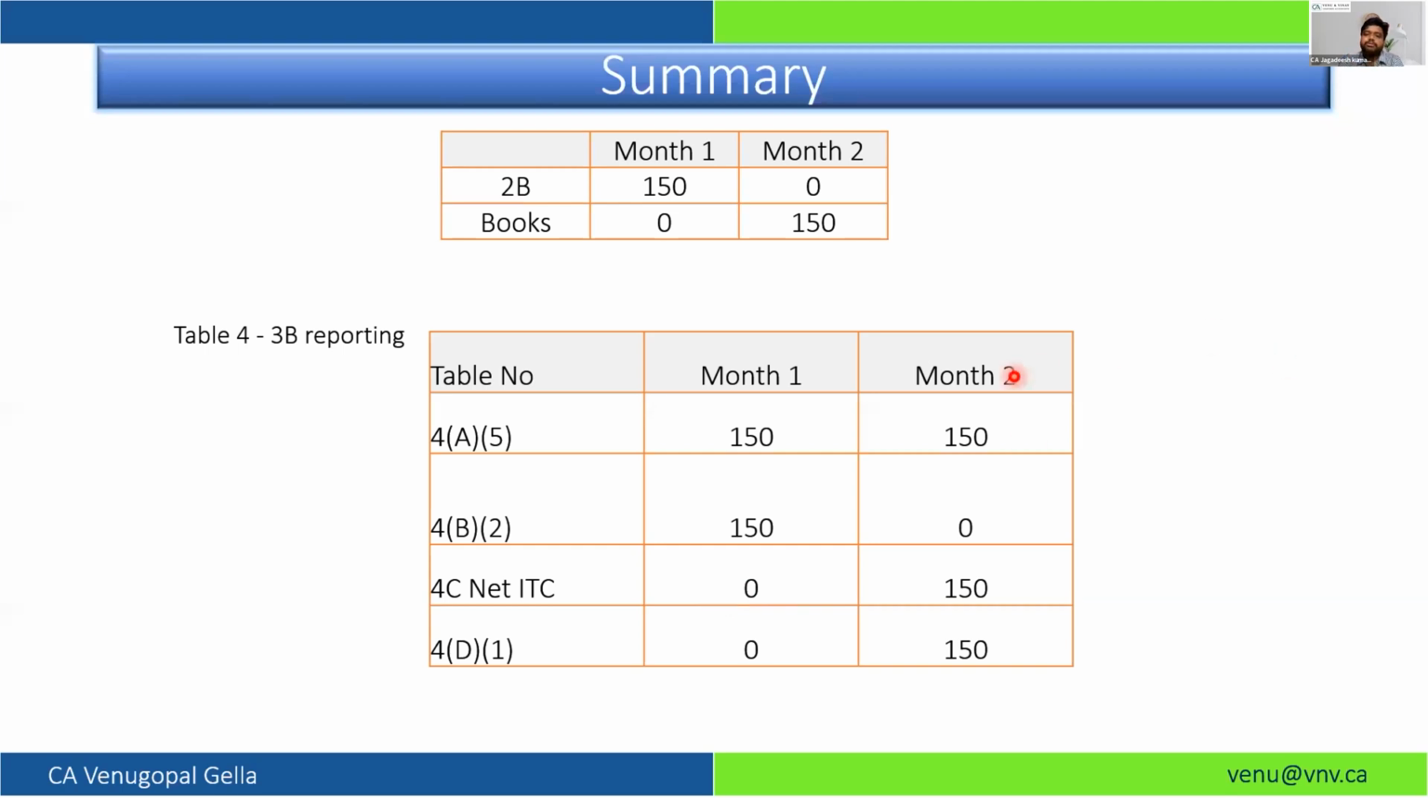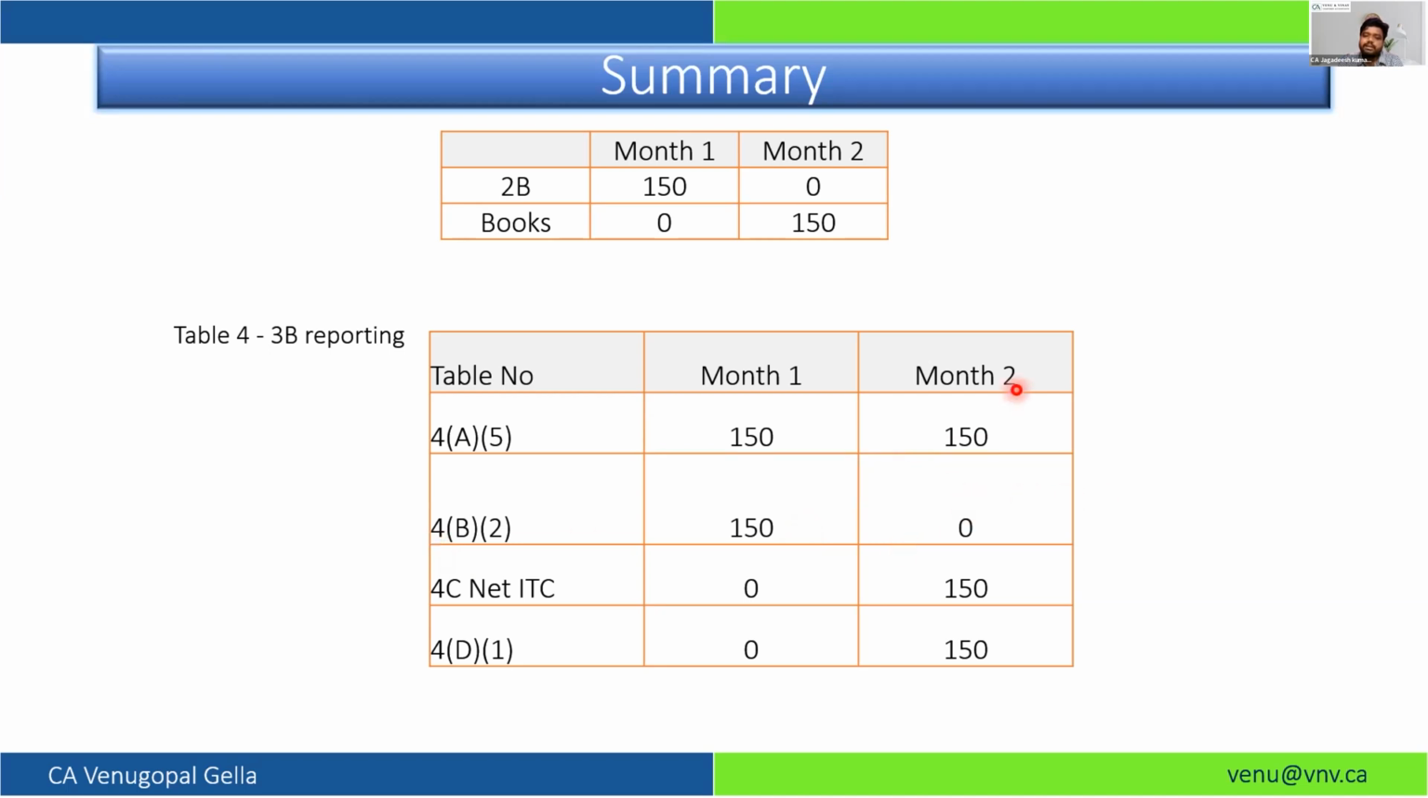Okay. Coming to month 2. Now I have accounted that invoice. So what I will do: the auto-populated figure will be 0, but I will add this 150, this credit pertaining to the previous period.